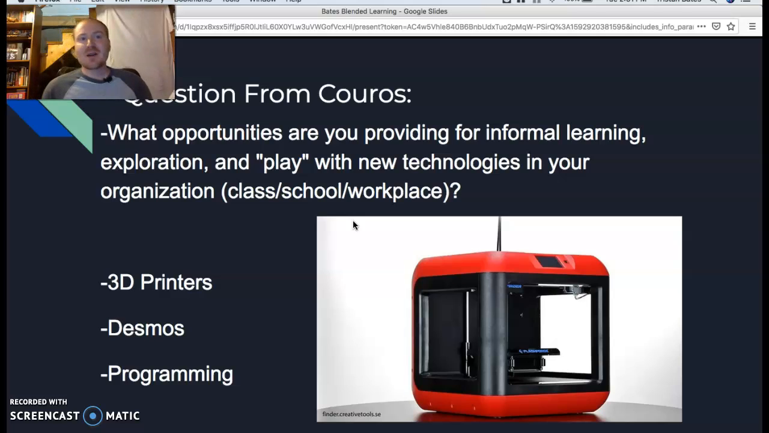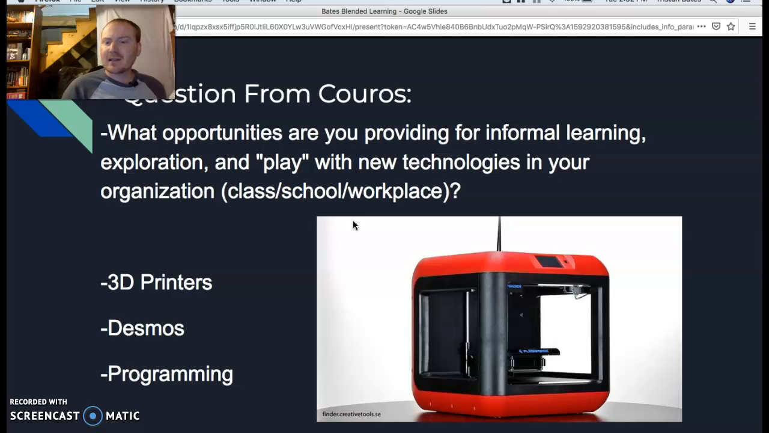So looking at the question from Kuros there, what opportunities are you providing for informal learning, exploration, and play with new technologies in your organization, class, school, or workplace? Some of the stuff that I have in my classroom, I have 3D printers right off on the side of my classroom that I have students go over there and they'll design things and then they'll print them. Students know that they're open whenever they want, so there's not really any formal time for them to do that. Instead, they just come and do it whenever.